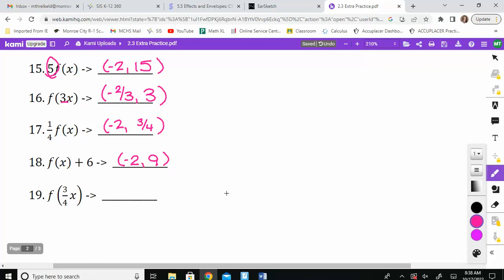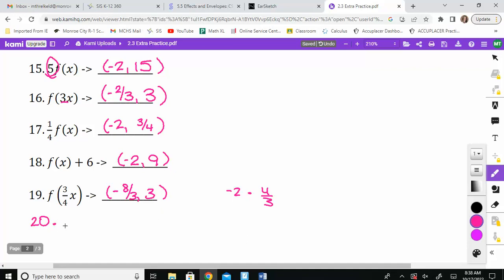Alright, number 19, a 3/4 on the inside. Inside is x, and does the opposite. So what I need to do is take my x value and multiply it by 4/3. -8/3, 3. Let's add number 20 here.